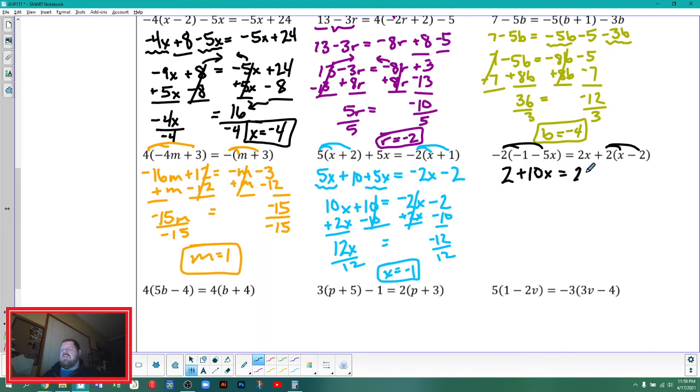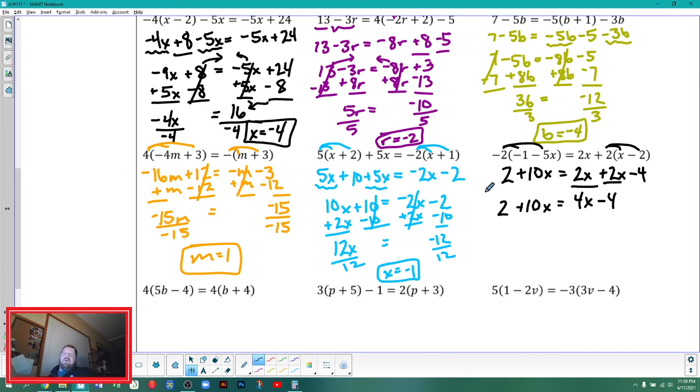Over here we've got that 2x that we're going to have to deal with in just a second, but before that, 2 times x is plus 2x. 2 times -2 is -4. Let's go ahead and combine our like terms right here. I'm just going to highlight those that way. 2 plus 10x is equal to 2 and 2 is 4, minus 4. 4x minus 4.